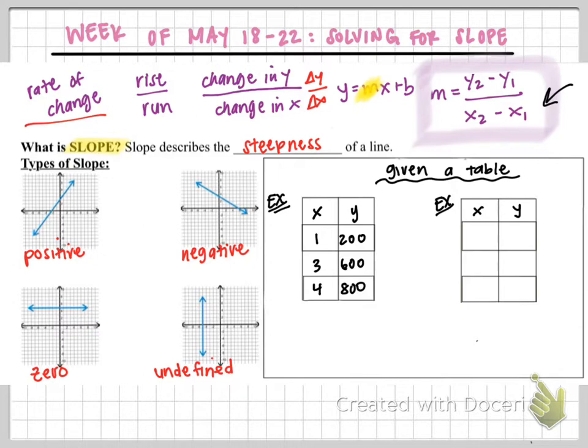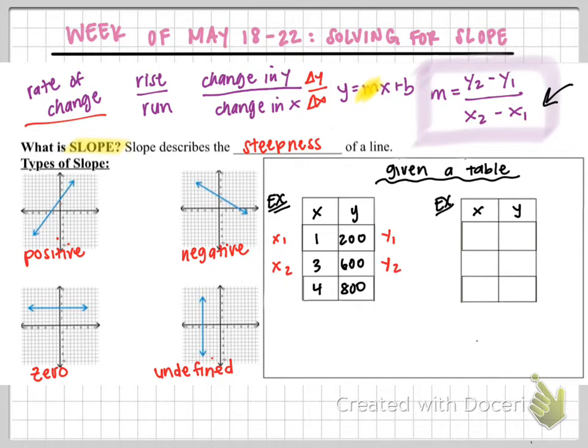So when you're solving for the slope given a table, it can actually be really similar to how you solve for the slope when given 2 points. You can start off by labeling your x's and your y's again, your x1, y1, x2, y2. So for example, you can label the 1 as x1, the 200 as y1. And then you can label the 3 as x2, and then the 600 as y2.